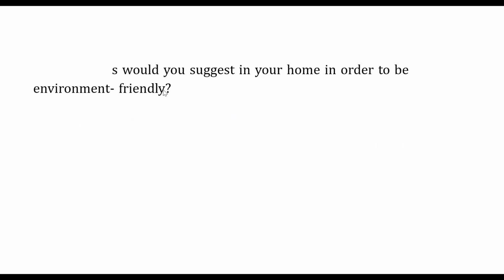On management of natural resources. First is, what changes would you suggest in your home in order to be environment friendly?